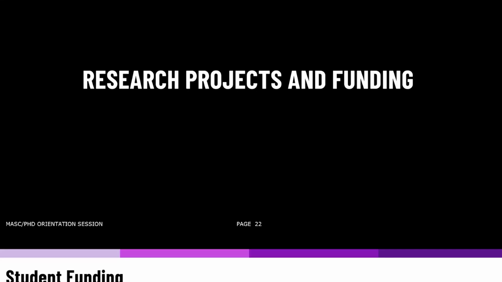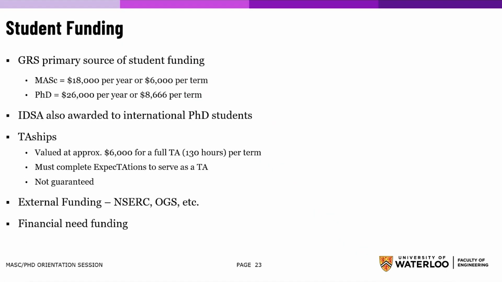So I'm just going to talk a little bit about funding, everyone's favorite topic. You guys are really fortunate in research-based programs that you have a GRS as your primary source of funding. GRS stands for Graduate Research Studentship. MASc students receive a minimum of $18,000 a year or $6,000 a term, and PhD students are going to receive $26,000 minimum a year or $8,666 per term.